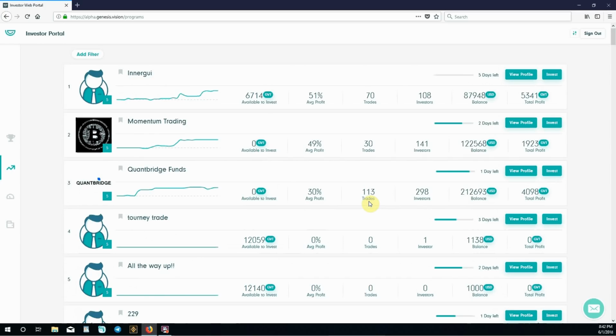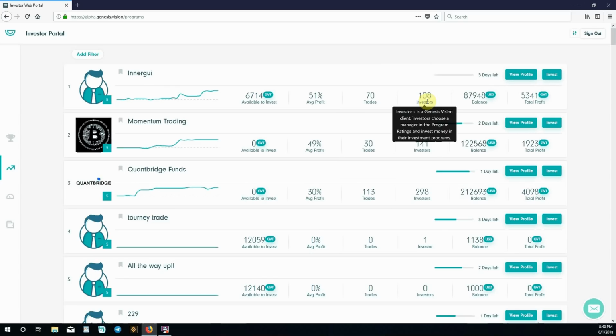Some are swing traders where they take less trades and they place them once a week or a month or every 2 months. Some are day traders. Some choose scalping strategies where they're placing trades every 5, 10, 15 minutes and taking smaller percentages. So it's all based upon a trader's strategy, and these are all of their trades since they've been on the Genesis Vision platform. An investor is a Genesis Vision client.